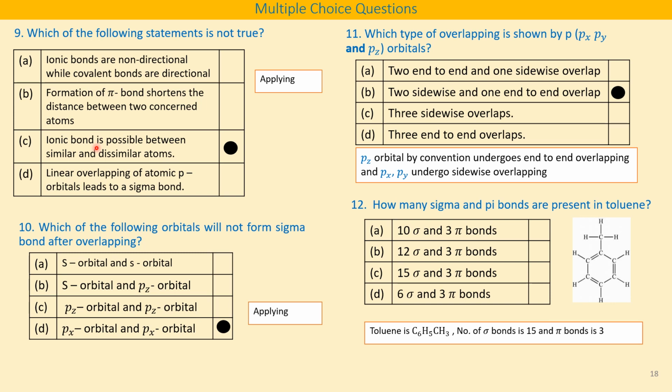So the structural diagram of toluene, that is C6H5CH3, is shown on the figure, which has sigma bonds numbering 15 and pi bonds numbering 3. So option C is the correct answer. Please mark it.